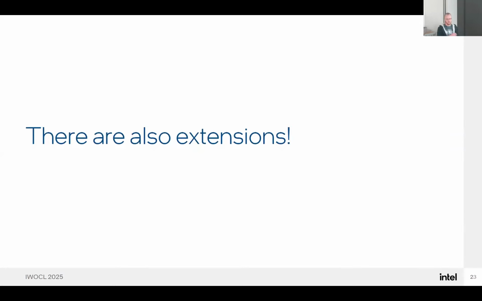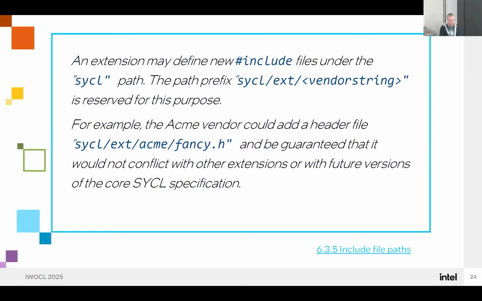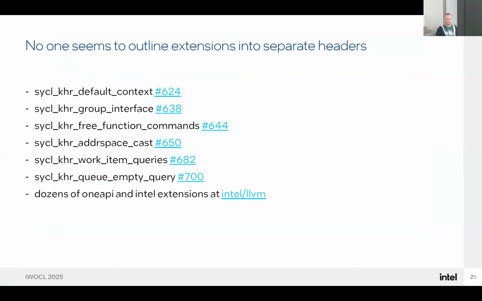There are also extensions besides the core thing. And the SYCL spec kind of solves that already. It provides a namespace where extension vendors, implementers, and authors can put their own headers, and essentially every author can create their own header for their own extensions, to not pollute sycl.hpp. But it doesn't look like literally anyone is doing that.